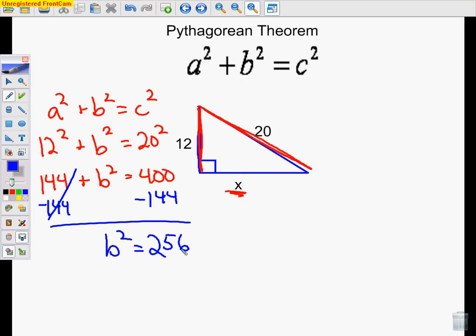And then, just like before, we don't want to know what b squared is. We want to know what b is. So how do you get rid of a squared? Well, the opposite, or the inverse, of squaring is square rooting. So we're going to square root both sides. Whatever you do to one side, you have to do to the other. So the squared and the square root cancel out, leaving you with b equals, when you type in the square root of 256, you get 16. So b is 16.